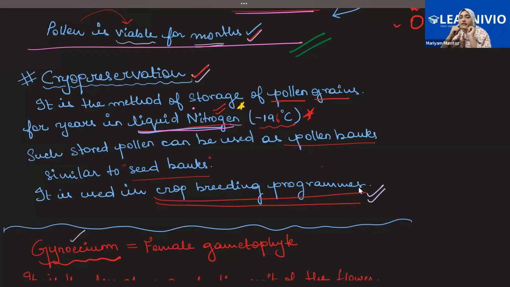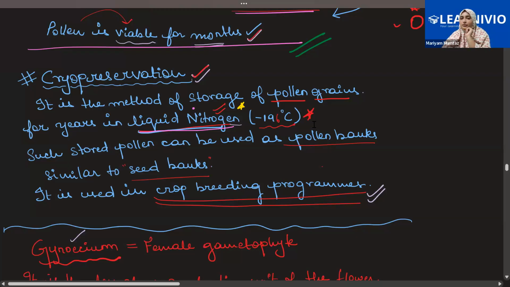For that, obviously some plants are seasonal, isn't it? But if you want to breed the plant in non-seasonal conditions, we'll use the pollen that has been stored already. Clear?